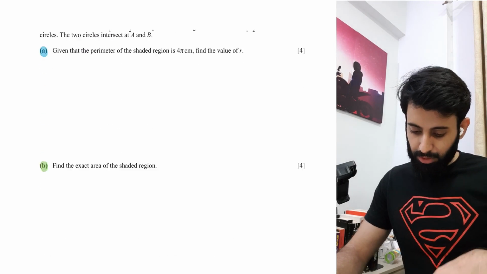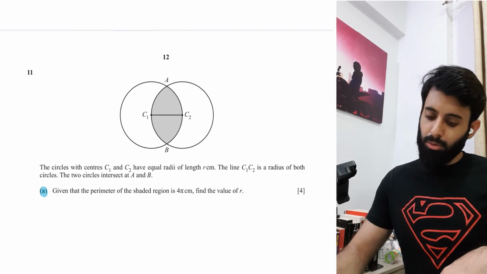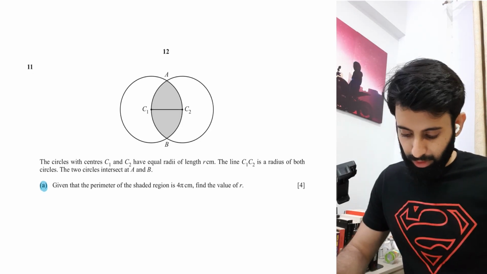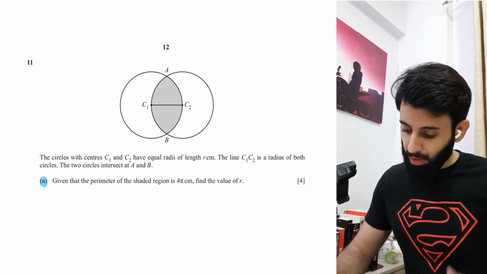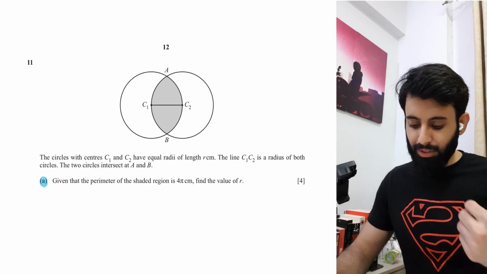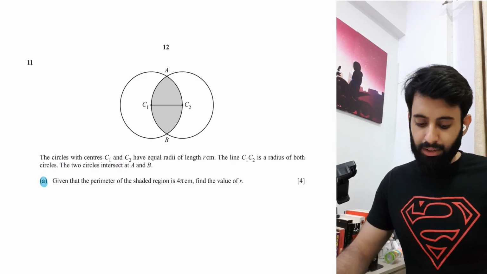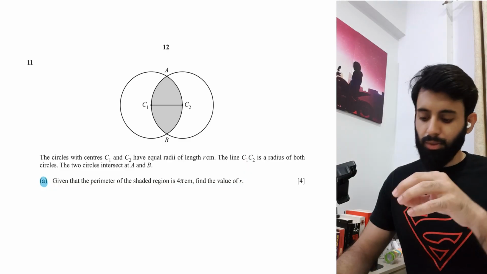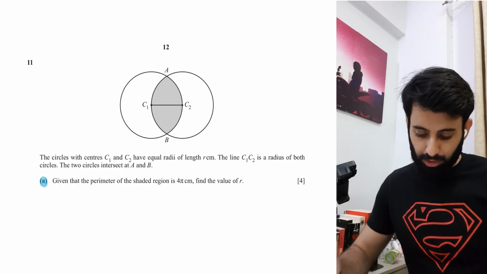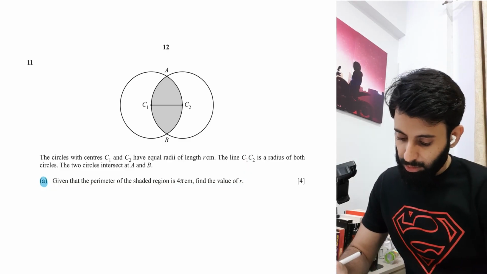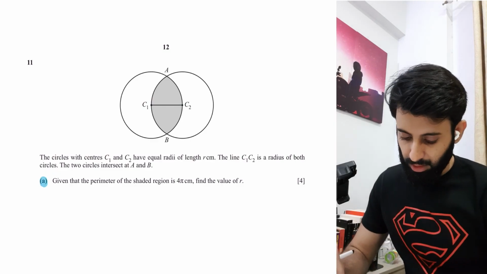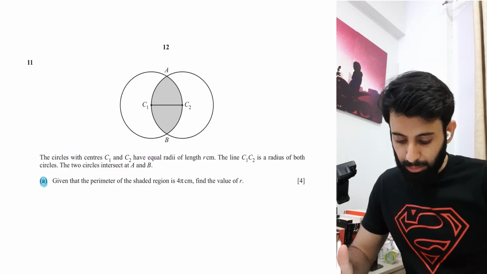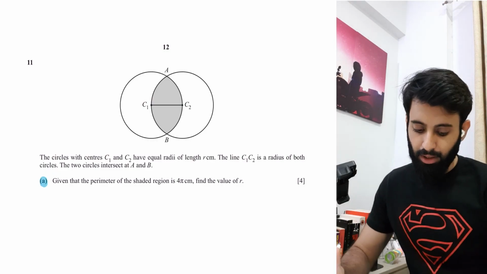And this is from May, June 2020, paper 2, variant 2, the paper that got cancelled due to COVID-19. Anyway, so it says two circles with centers C1 and C2 have equal radii of length r centimeter. The line C1C2 is a radius of both the circles because it runs from the center of circle 1 to the center of circle 2. And then it says the two circles intersect at A and B. All right, we can see that. It says, given that the perimeter of the shaded region is 4 pi centimeter, find the value of r.